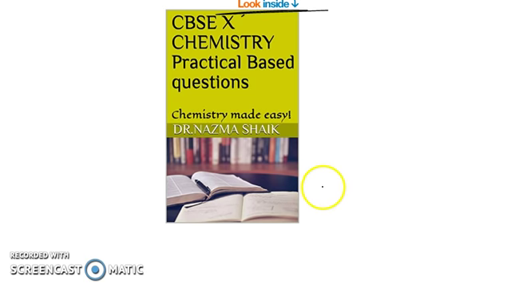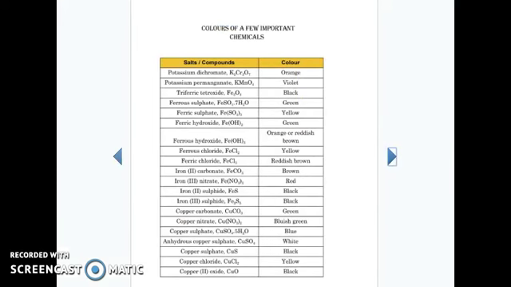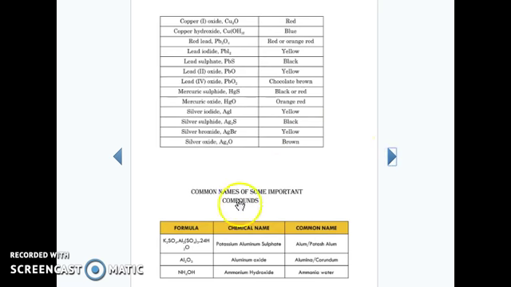This has all 50 questions related to practical based questions along with the colors of the substances and everything. Now let's look inside this book with the help of Amazon Kindle. This is one page where colors of a few important chemicals have been mentioned, but this is not needed for your practical based stuff. So there you go.